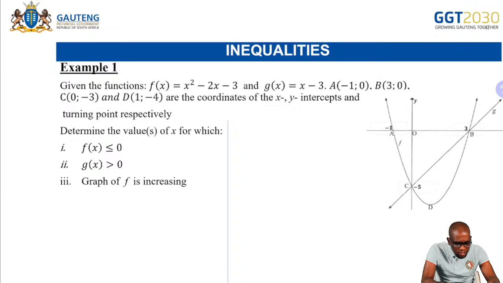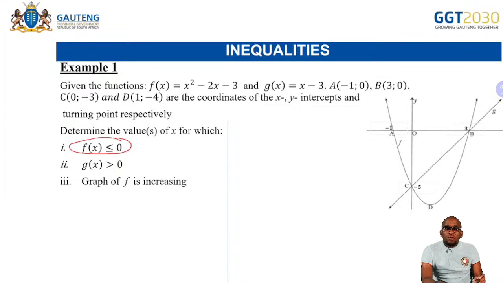Now, given the functions f of x is x squared minus 2x minus 3, g of x is x minus 3, you are given those coordinates there. A is negative 1, 0, B is 3, 0, C is 0, negative 3, and D is 1, negative 4. These are the coordinates of the x-intercepts, the y-intercept, and the turning point respectively. Determine the values of x for which f of x is less than or equal to 0. So here they are saying f is below the x-axis. So where is the graph of f below the x-axis? We should locate that region.